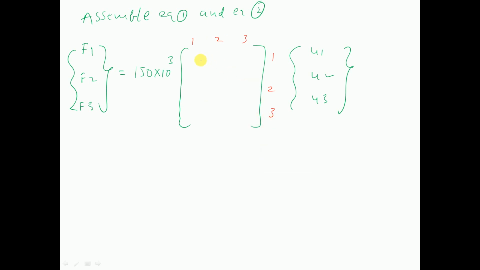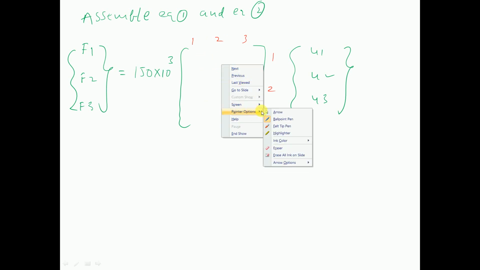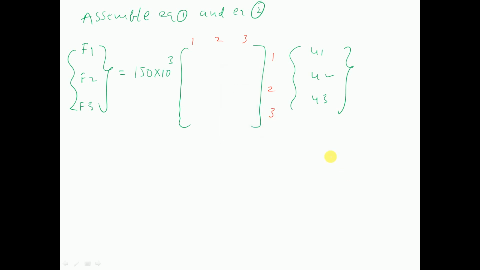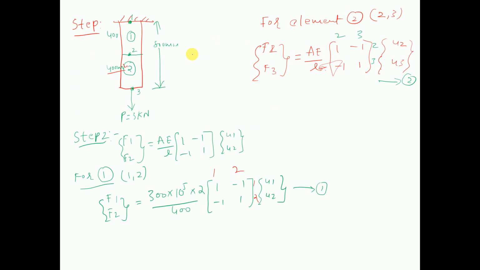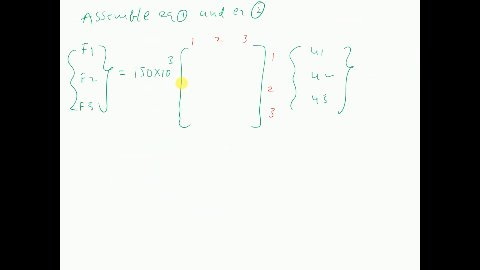Okay, then what we have to do is, what is one element in equation 1 and equation 2? Already we know how to assemble this, that is 1. What is the 1 2 element? The 1 2 element is -1 and the 1 3 element is 0.